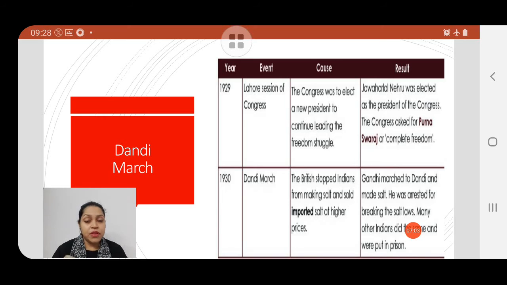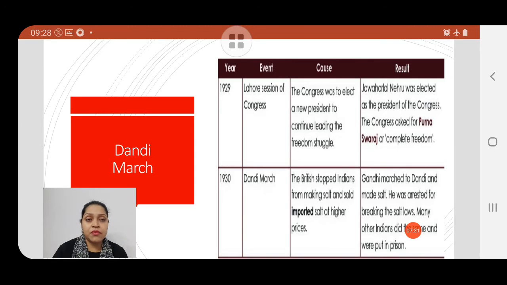First, if you remember, the British stopped people from cultivating crops and asked them to cultivate indigo plants. Now the British stopped Indians from making salt. They used to bring salt from outside the country and sell it at higher prices to the people of India. So Gandhi marched to Dandi. Dandi is a place in Gujarat.